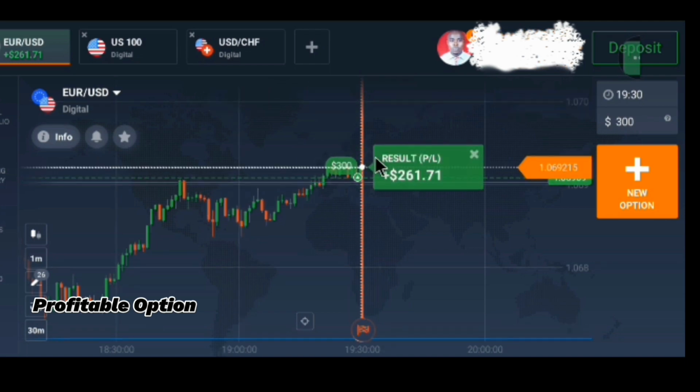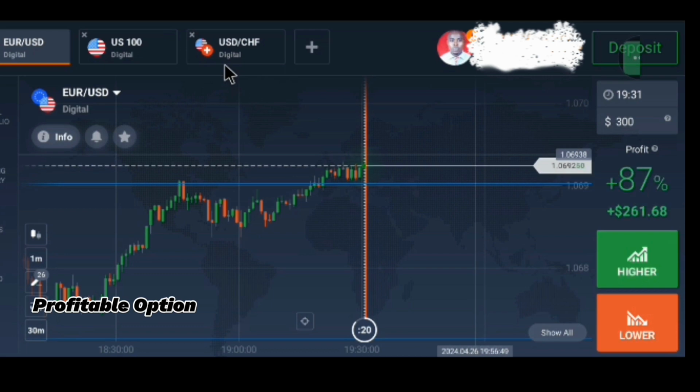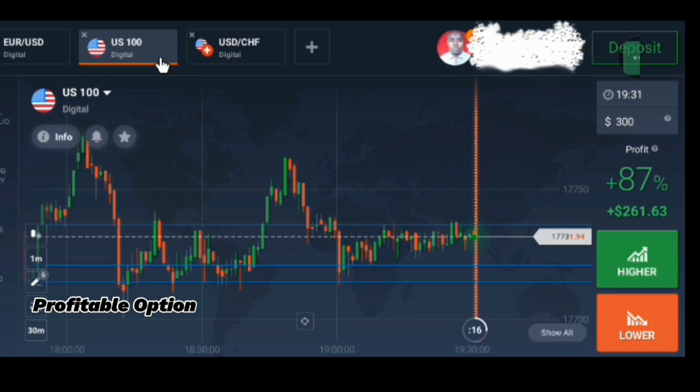So this is the first trade, so it's remaining 2. Now if I also win the second one, then I'll stop trading. I will not trade again. I will not be greedy to go for the third one. All right, so let me look for another one.